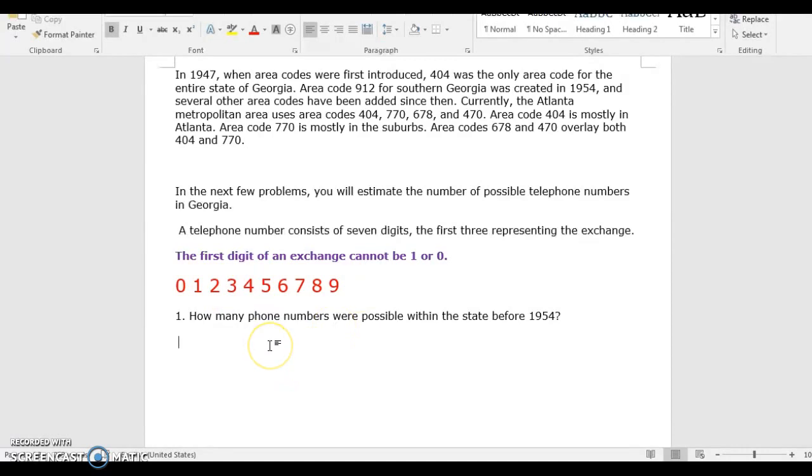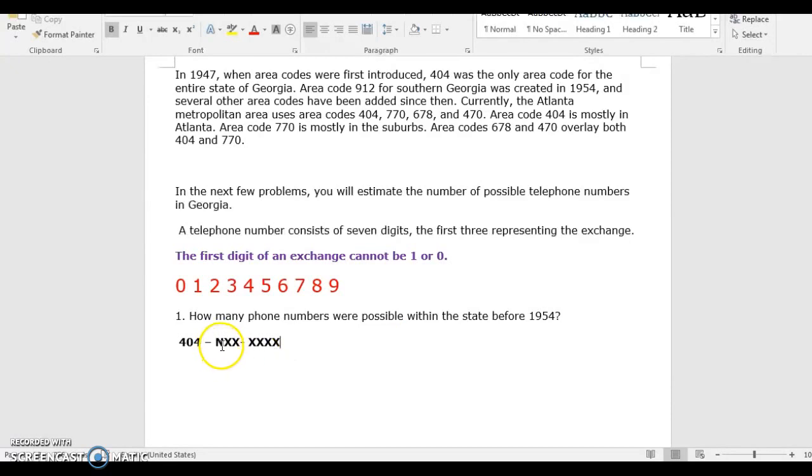Okay, let's look at the first question. How many phone numbers were possible within the state before 1954? So before 1954, we know there's only one area code because it told me. So I only have 404. All the numbers start with 404. And then the rest of the number, this alphabet just represents a miscellaneous number that we're going to put in. Let N represent the first digit of the exchange, and the x's are the rest of the numbers.